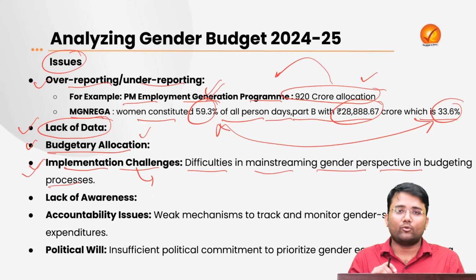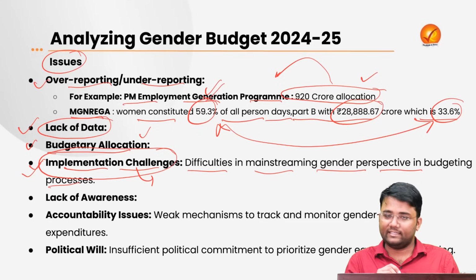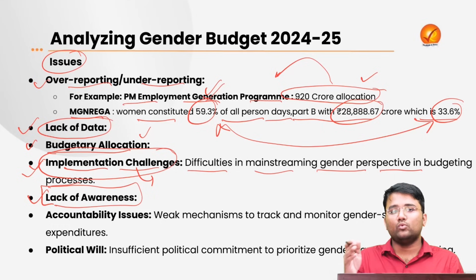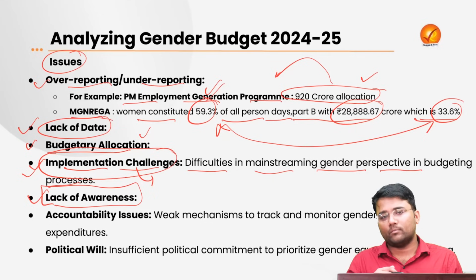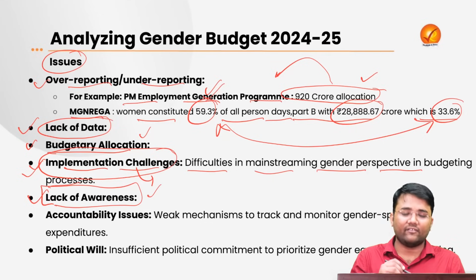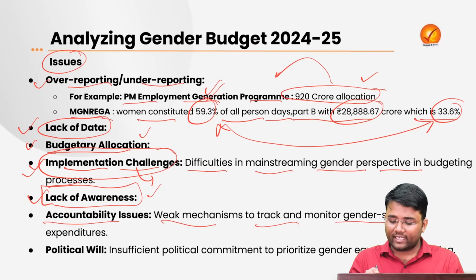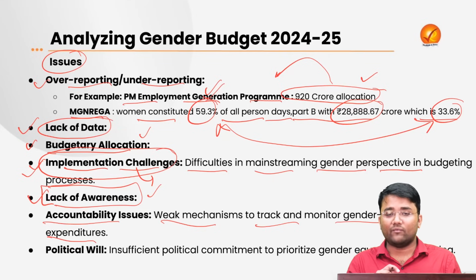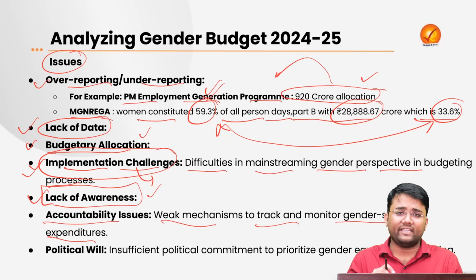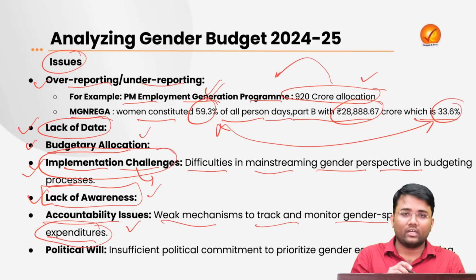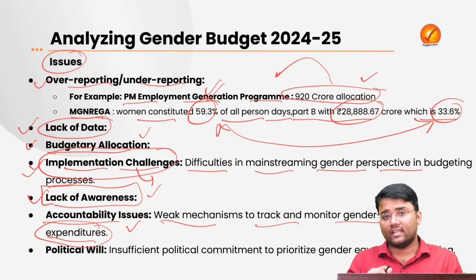Since they are not trained properly, this creates a lot of implementation challenges also. Then lack of awareness among the policy makers, among the persons who are involved in the accounting processes, because gender budgeting is somewhat a new phenomenon in the world and there is less awareness about this. Then the accountability issue, that there are very weak mechanisms to track and monitor gender specific expenditure, whether those expenditures are actually materializing into improving outcomes or not. So when there is a poor accountability mechanism, the expenditures are not properly used in a rational manner.